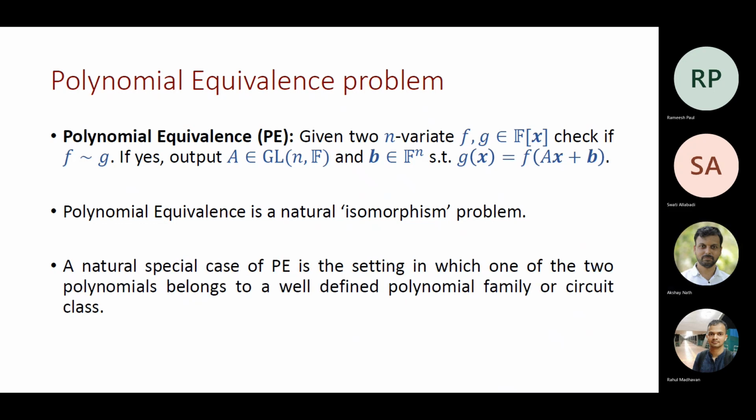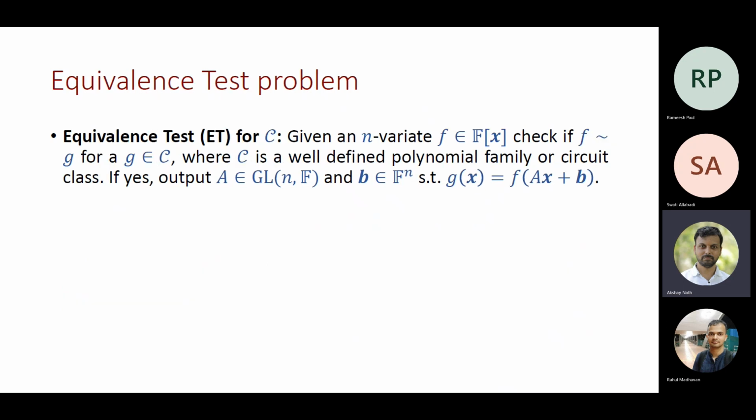So since P is thought to be hard in the general case, people have naturally studied a special case of this problem. This special case is a setting in which one of the two polynomials, that is f or g, belongs to a well-defined polynomial family or a circuit class. And this special case is called the equivalence test problem. So let me now define the equivalence test or ET problem formally.